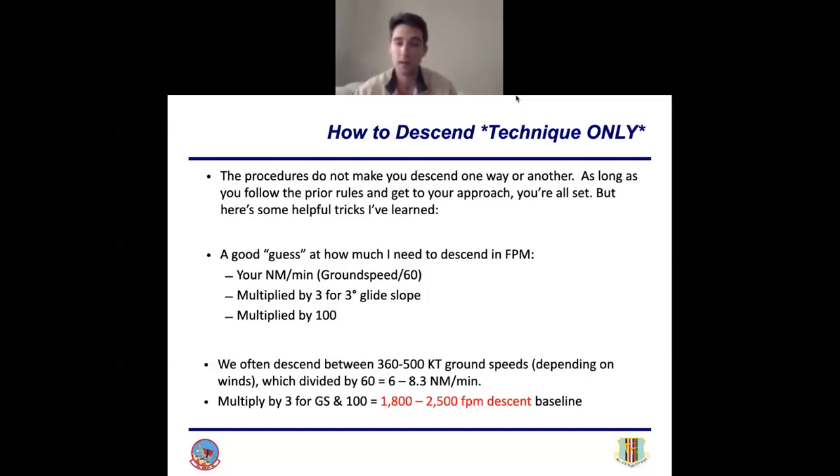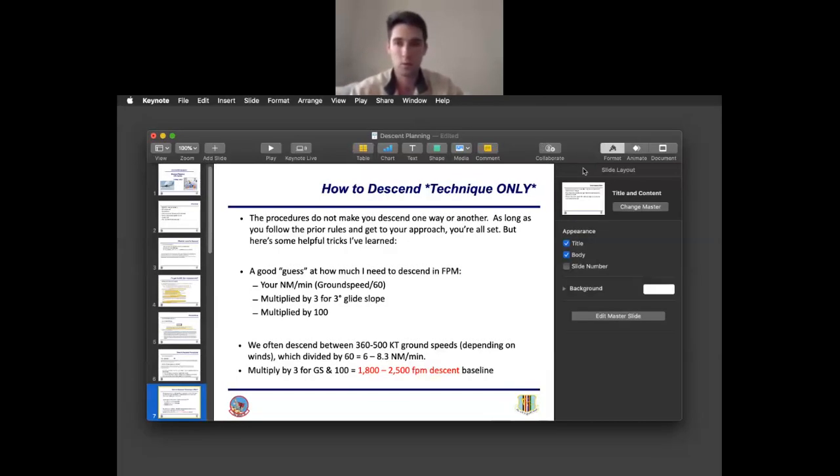So divided by 60, that gives you a range of between 6 to a little over 8 nautical miles a minute. And if you multiply that by 3 and then 100, you'll get between 1,800 to 2,500 feet per minute descent for a baseline.